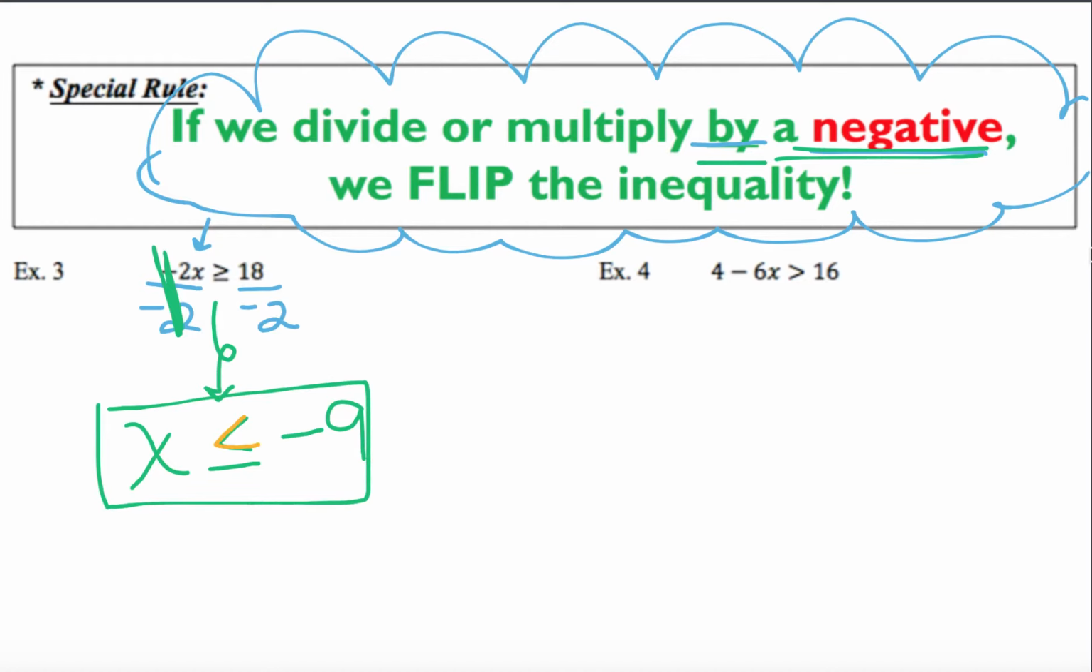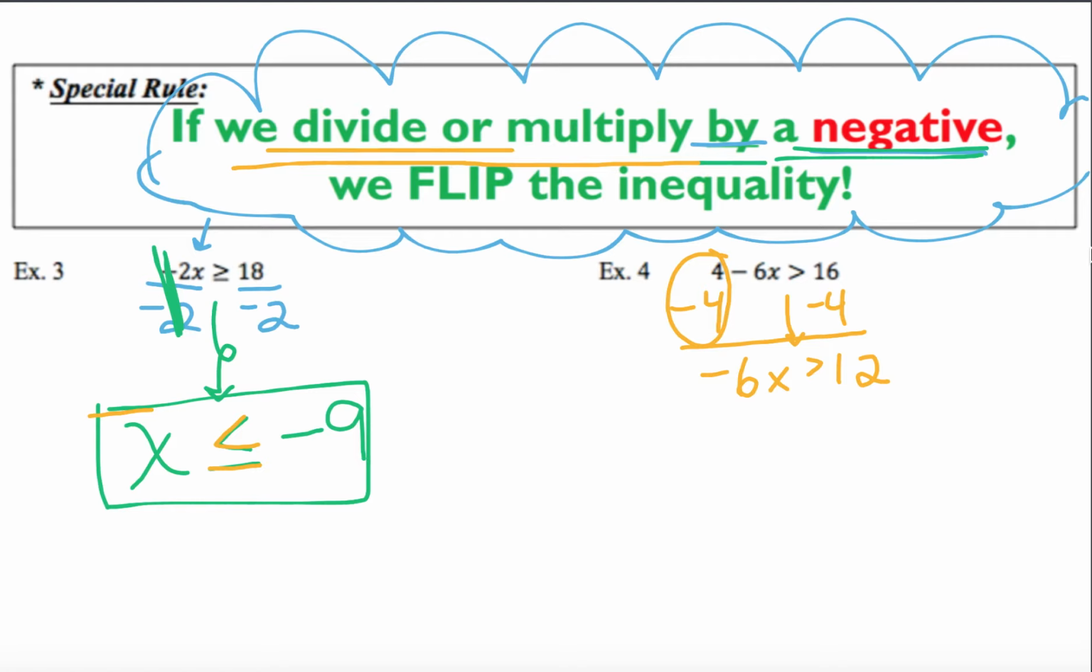So it's really important that you have the correct inequality symbol, otherwise this answer would be wrong. Example 4 has a constant, which we must eliminate first, and we do the same thing to both sides. And we have 16 minus 4, which is 12. And so far, we are okay. Notice I brought the inequality sign down just the way it was because we did not use the special rule. We were not dividing or multiplying by a negative.